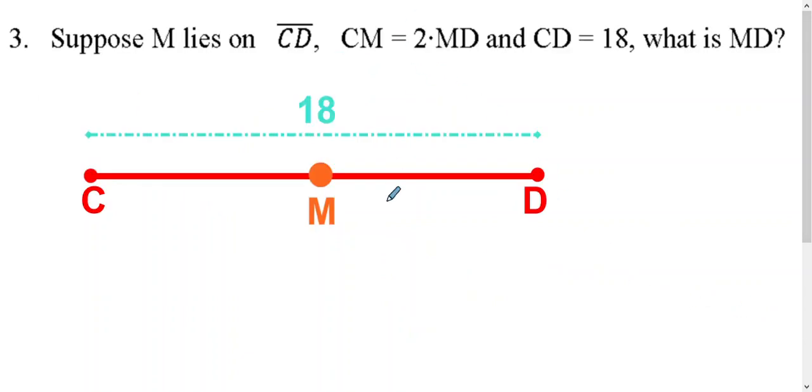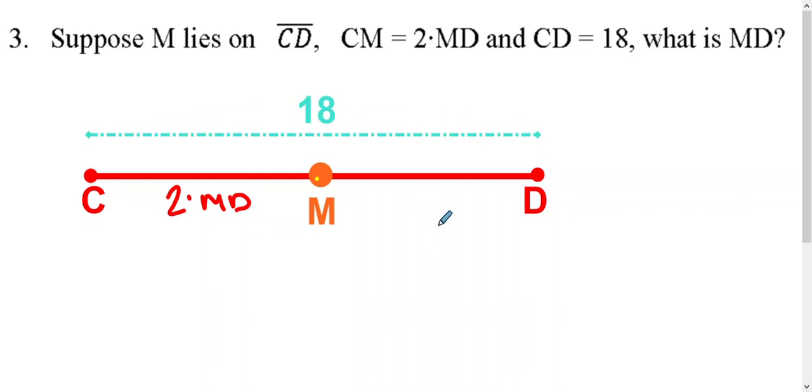Right? Suppose M lies on CD. So here's M, and it's on the point CD. We are told that CM is 2 times MD. So this is twice the value that MD is. And we know that all together, CD is 18.